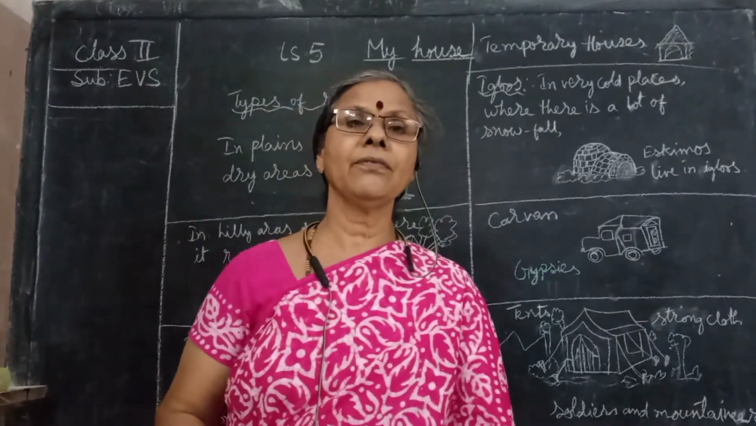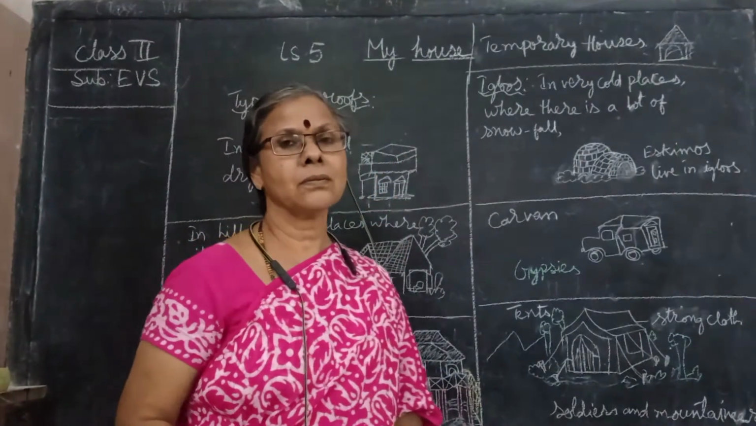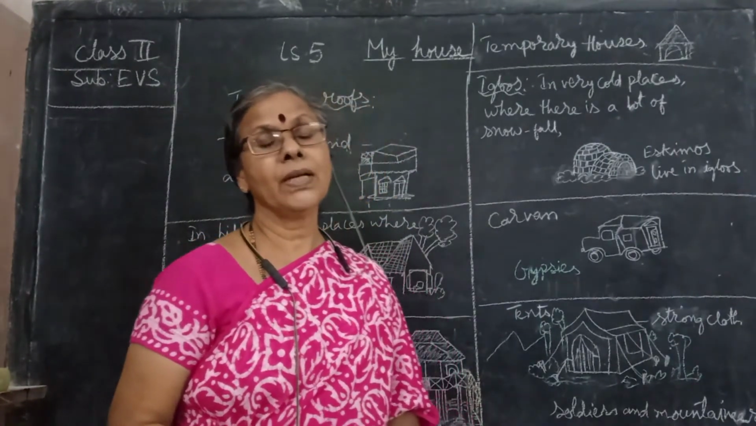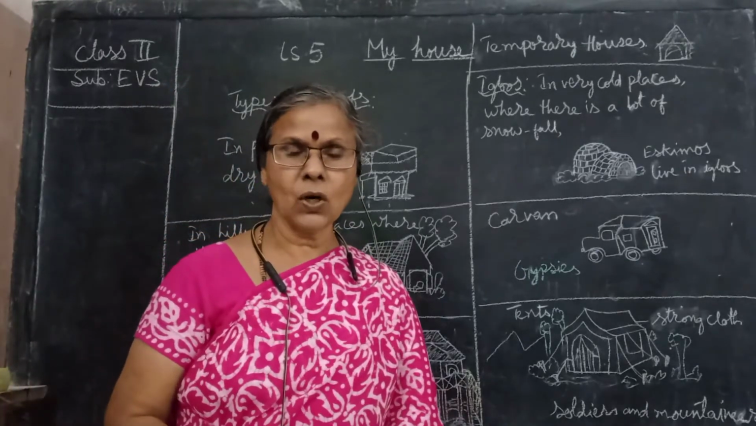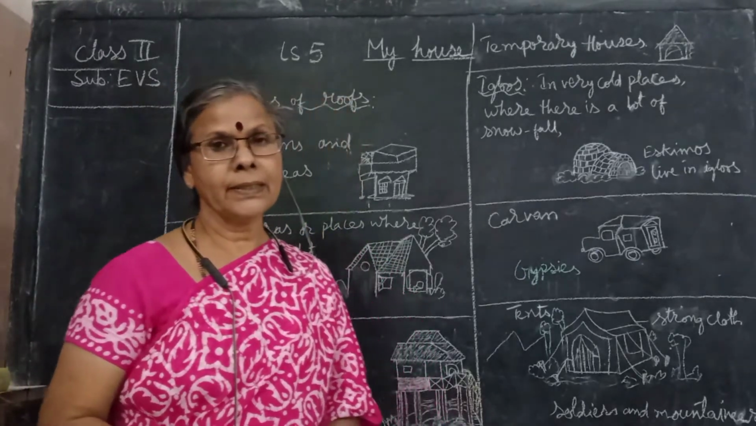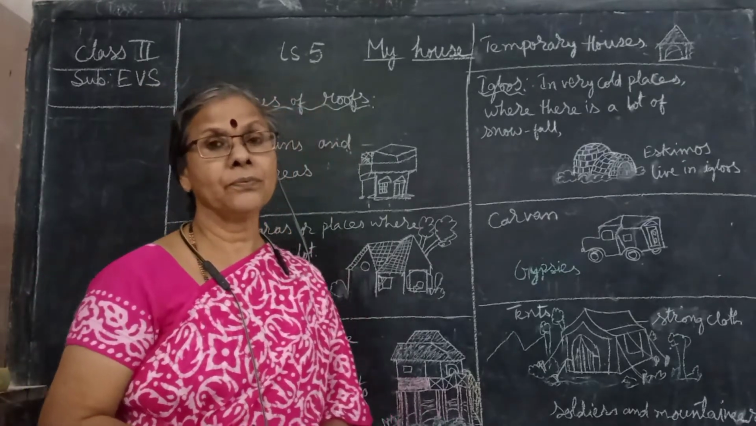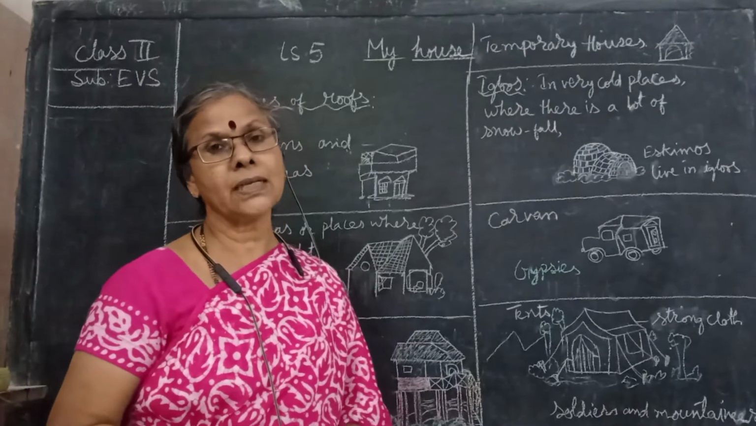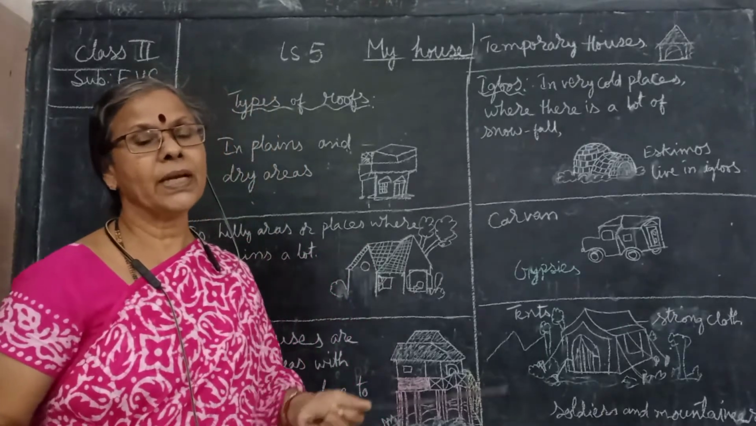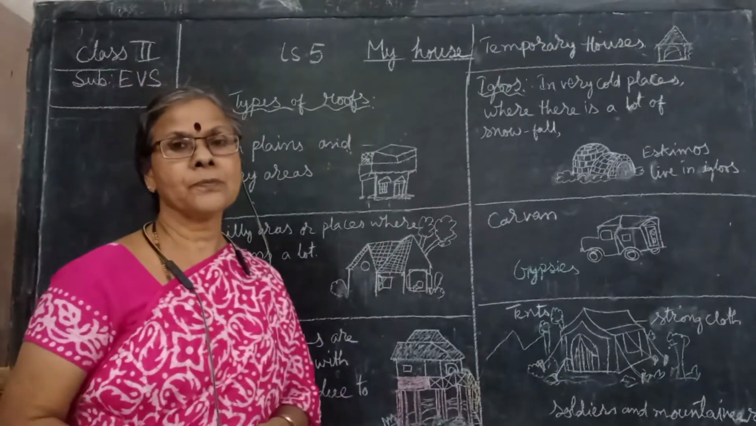Lesson number 5. My house. We have learned about a pakka house and a kacha house, where it builds, isn't it? So in the towns and also in the cities, towns and big cities, how the houses are, those things we have learned. Now today we will learn the types of roofs.